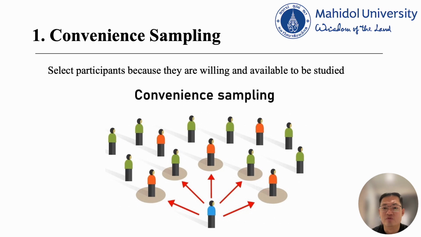Convenience sampling involves selecting participants who are available and willing to participate. For example, recruiting students on your campus. While this method is fast and easy, it may introduce bias and limit how well the results apply to other situations. Still, it's often used in pilot studies or when resources are limited.